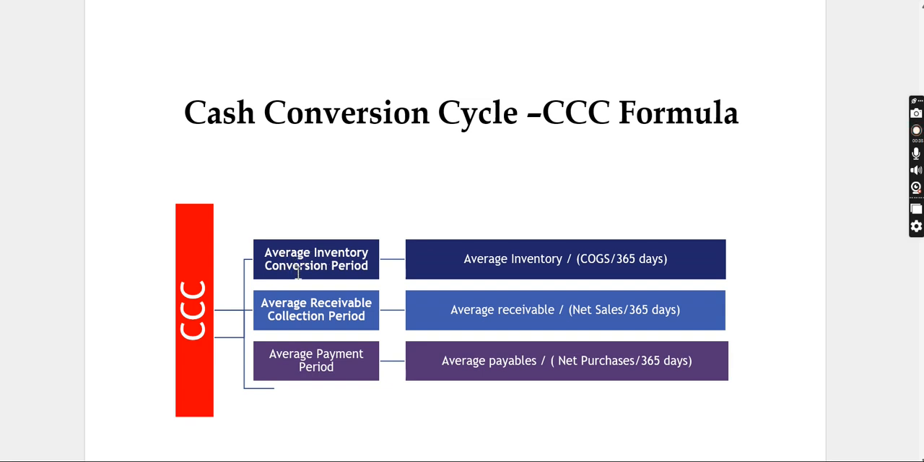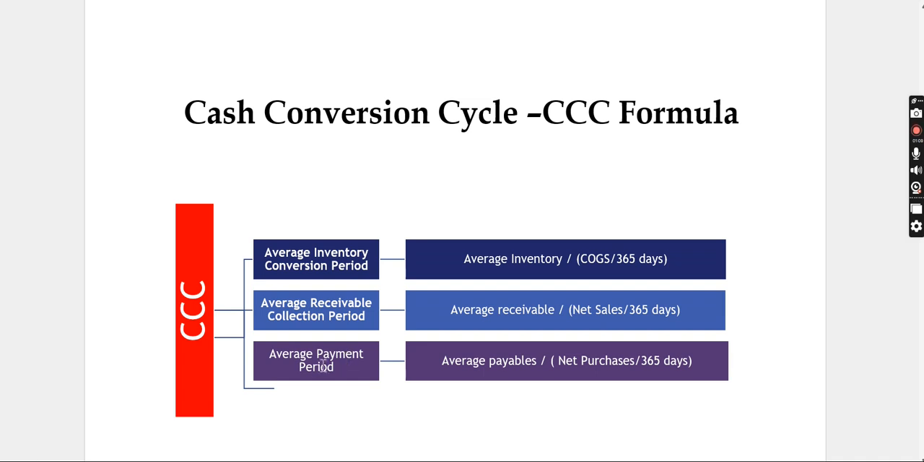First, average inventory conversion period. It will be equal to the average inventory divided by cost of goods sold, multiplied by 365 days, which is the number of days in 1 year. Second thing, average receivable collection period. We can calculate it by dividing the average receivable by net sales, multiplied by 365 days.